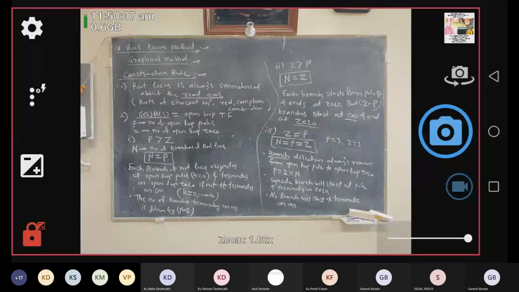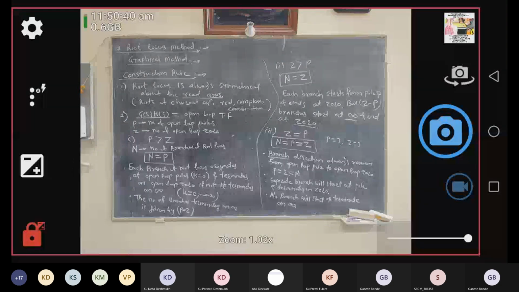In the first step, we have to find out how many poles and how many zeros are present. Depending upon this, we get three possibilities. According to that, we decide the number of branches and how many branches are terminating on infinity or terminating on 0. This information we can easily obtain. So this is step number 1 while constructing a root locus. I request you all, please note this down. This is the very first step of your root locus construction.